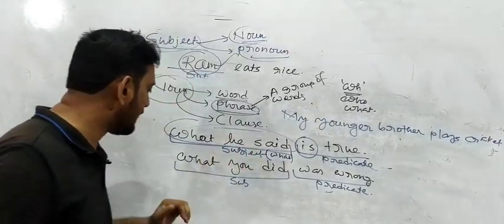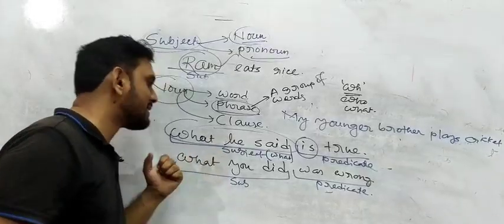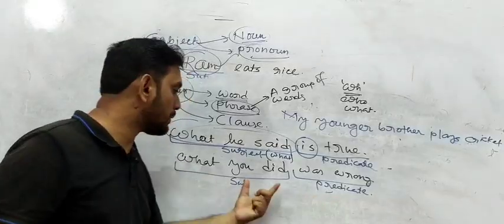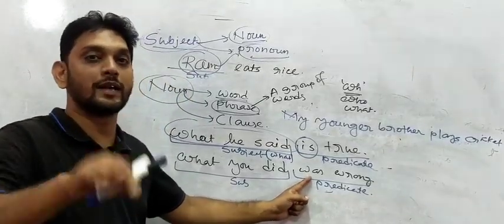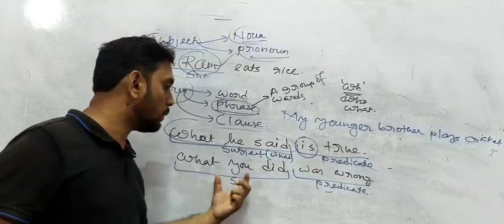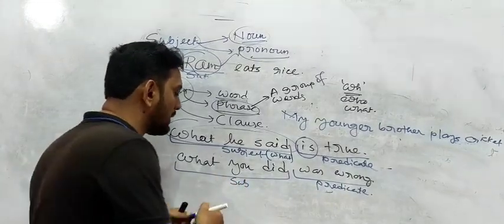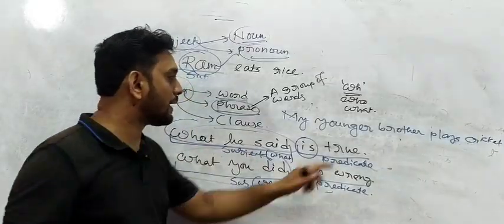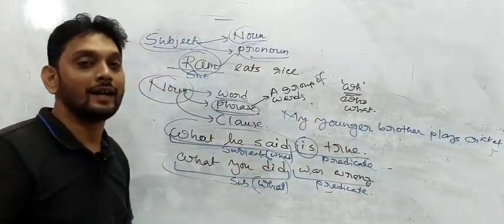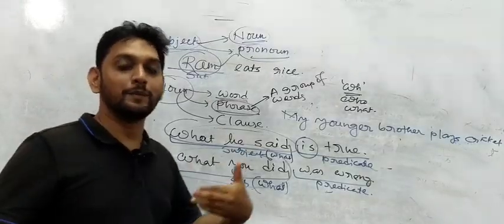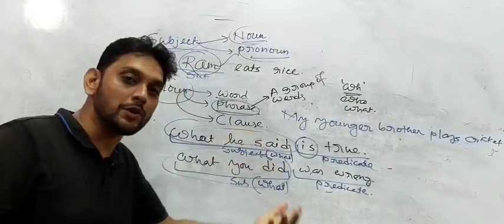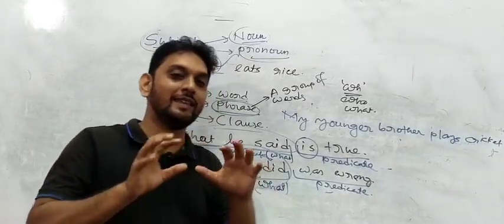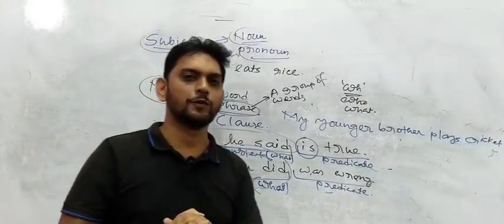Similarly, another sentence is written over here. What you did was wrong. What was wrong? If you ask the question to this verb, what was wrong, what answer did you get? What you did. So you got the answer of what. Whenever you get the answer of what and who, you will get the noun. A noun can be a word, a noun can also be a phrase, a noun can also be a clause. So did you understand, my friend? In this way you can easily find the noun of a sentence.